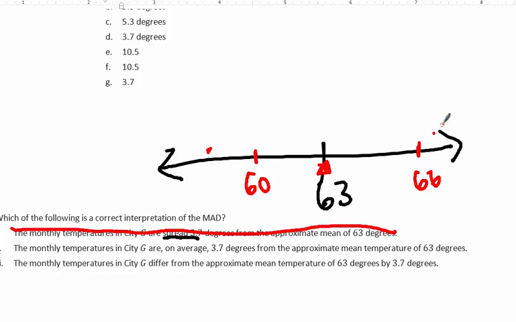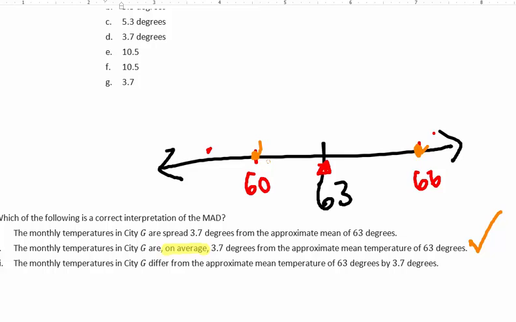The monthly temperatures in City G are on average 3.7 degrees from the approximate mean. Well, this one's almost the same, but there's a big difference with this keyword, on average. That just means on average, my positive values for deviations were about at 66, and on average my negative deviations were about 60. Well, that one's correct actually, because I'm looking at the average deviation distance.